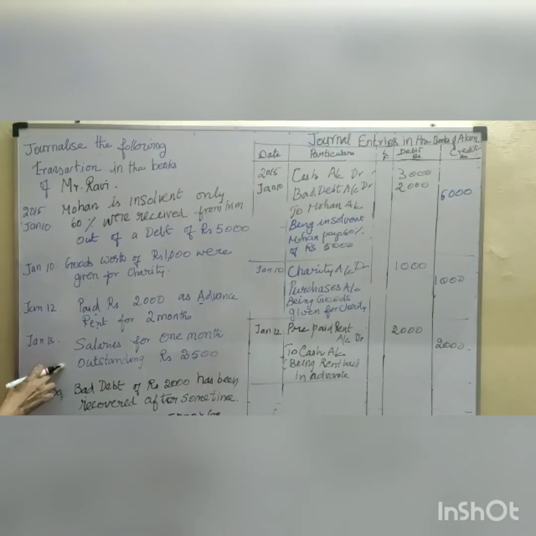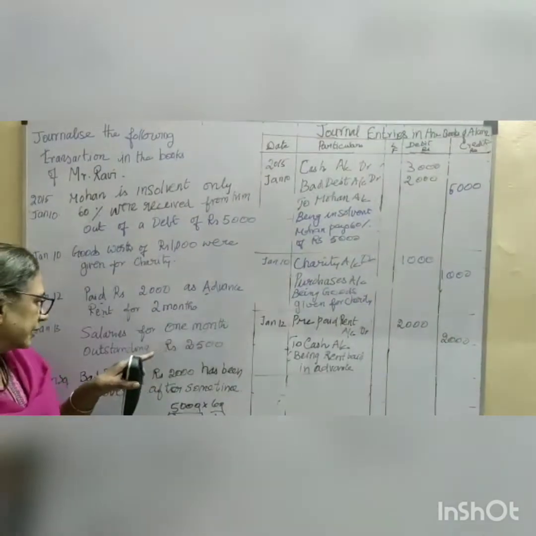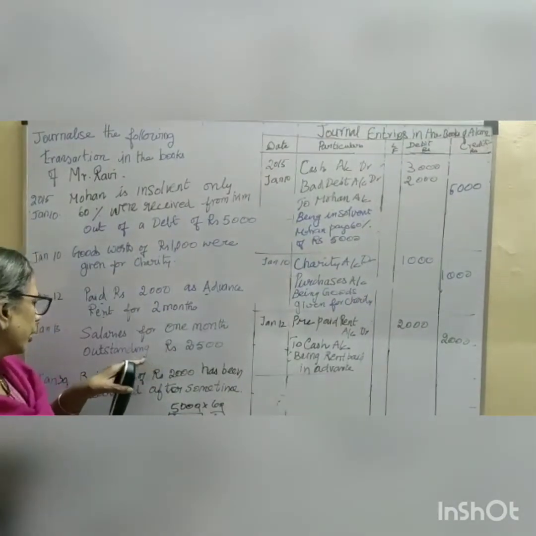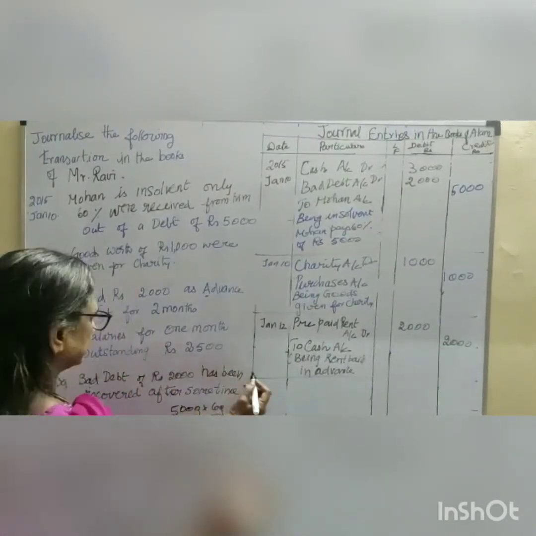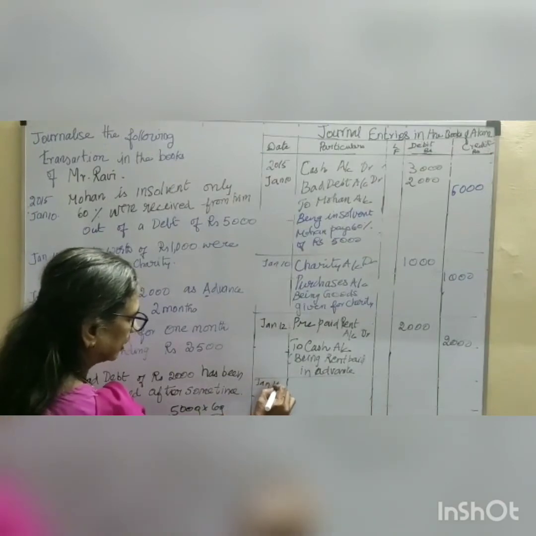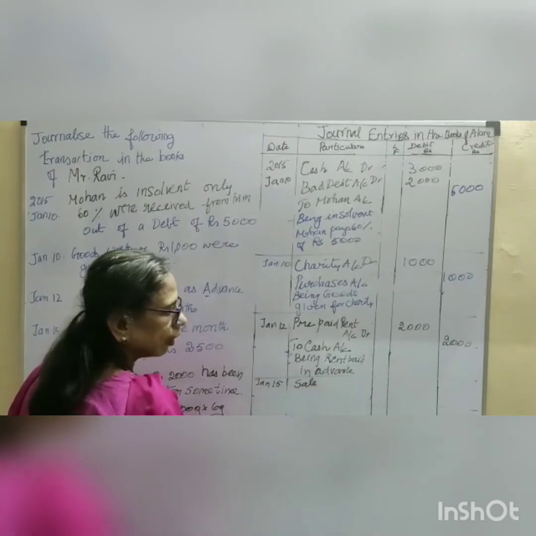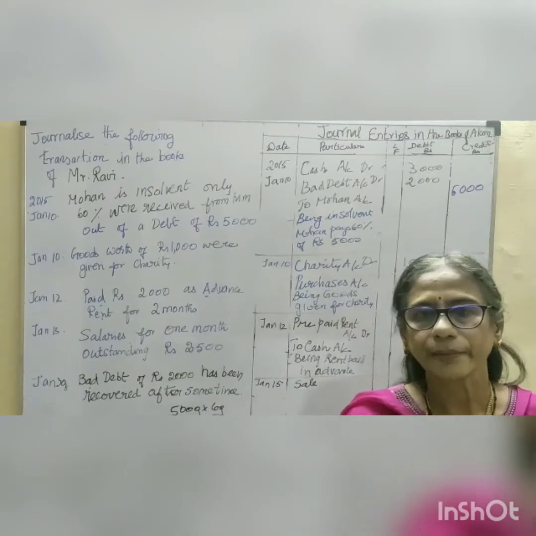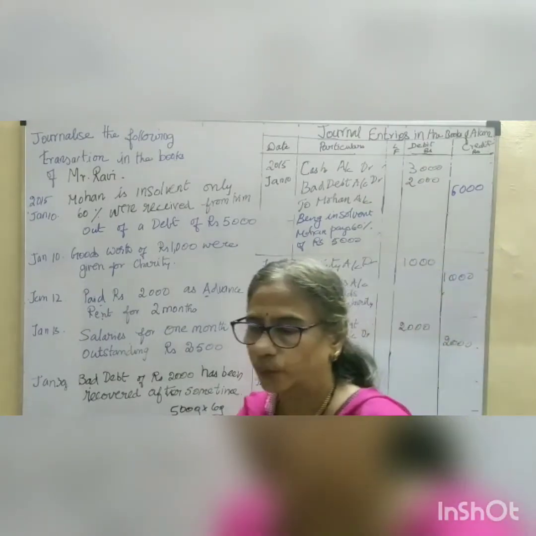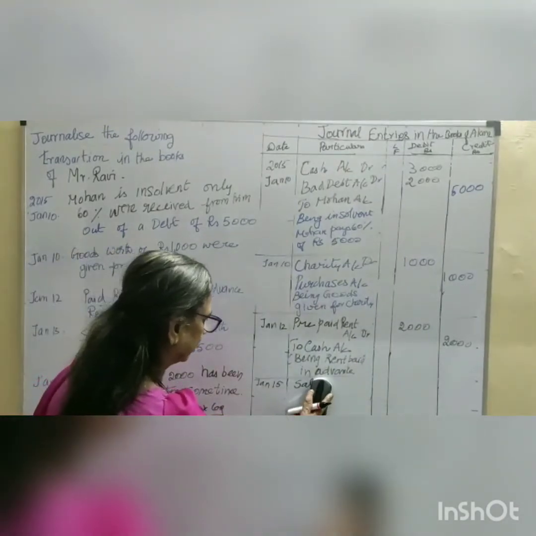Next comes salaries for 1 month outstanding. What do you mean by salaries? Salaries for 1 month is outstanding. This year the date is January 15th. When we pay the money, what will be the transaction? Salaries account. You know, all the expenses, nominal accounts are debited. All the income or profit of the nominal account is credited. Salaries are expense. So we are writing on the debit side.